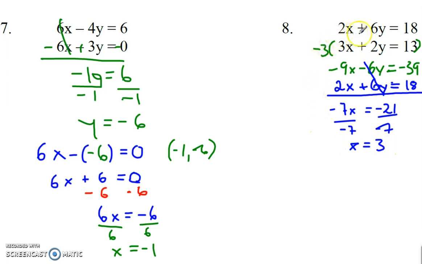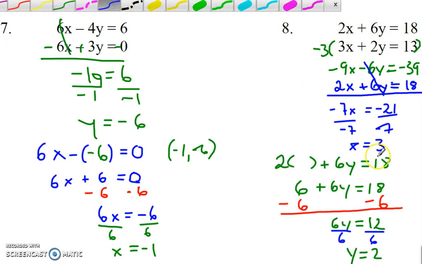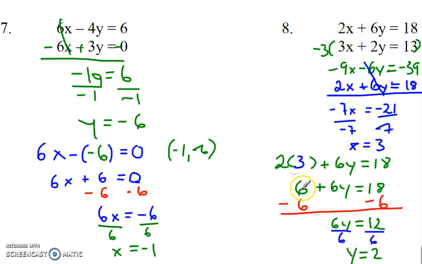And then I can plug that back in into one of these up here. I'll solve that off screen. Okay, so we're going to plug x equals 3 into this first one. So we'll put a 3 there. 2 times 3 is 6. And then bring the 6 to the other side. 6y is 12. Divide by 6, y is 2. So my answer here is 3 and 2.